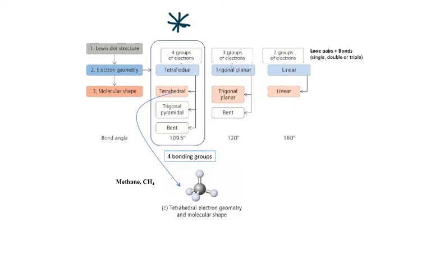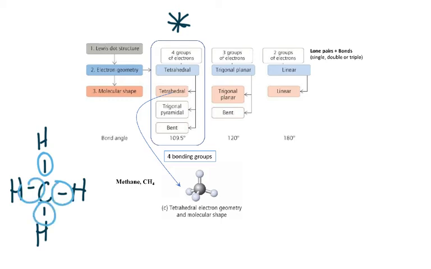So if there are four bonding groups, that is, all four electron groups are bonding groups, then we said the molecular geometry is the same as the electron geometry. Here's an example like CH4, right? The Lewis dot structure looks like this, right? So we see four electron groups, all of them are bonding, and so the shape is tetrahedral.